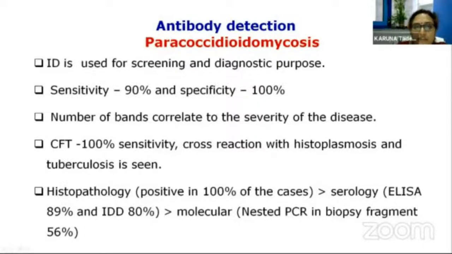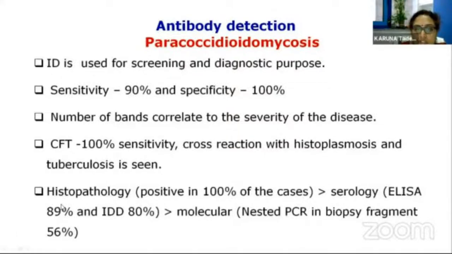Paracoccidioidomycosis: immunodiffusion is used for screening and diagnostic purposes. Sensitivity is 90% and specificity is 100%, and the number of bands correlates with the severity of disease. Complement fixation test has 100% sensitivity. Cross reaction with histoplasmosis and tuberculosis is seen, so if you look at specificity, it is slightly less.